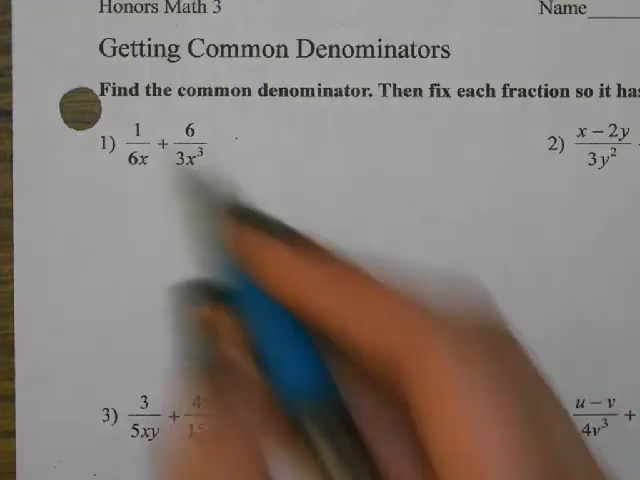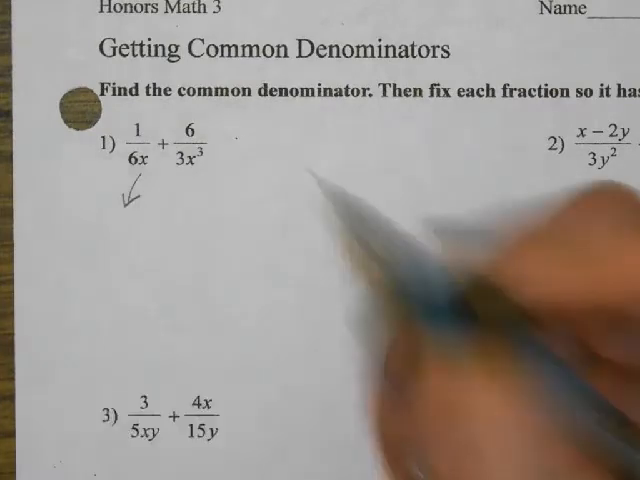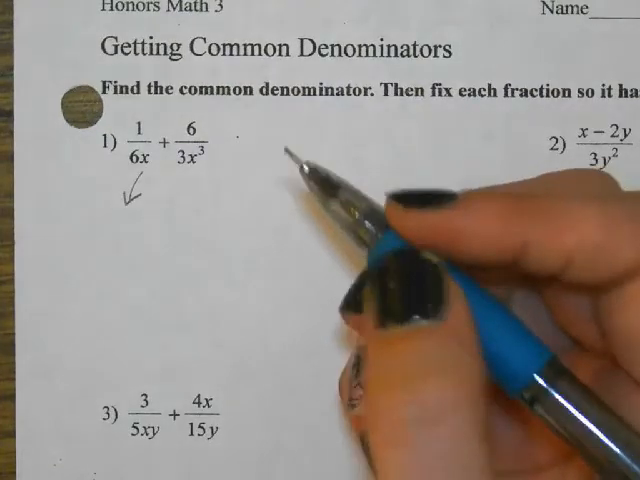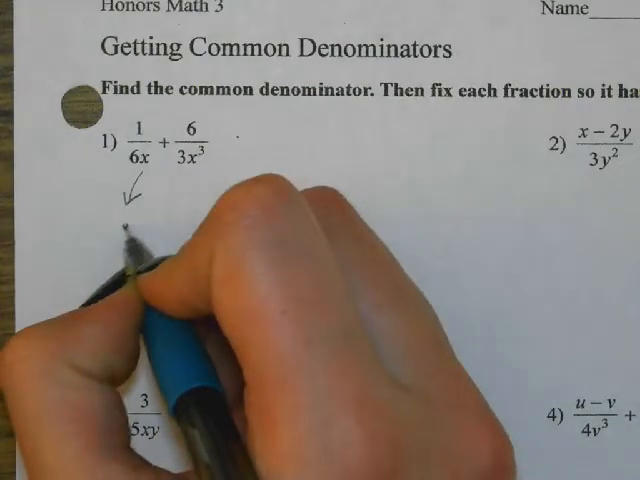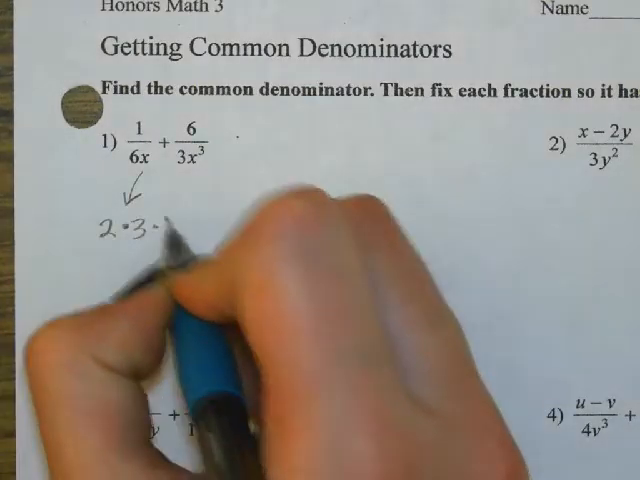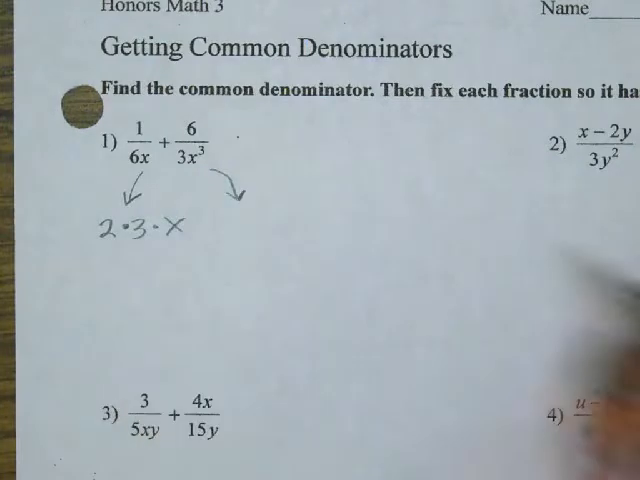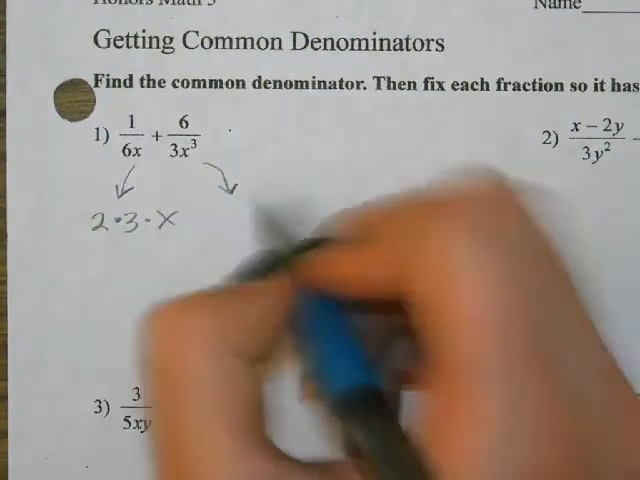So if we look at number 1, and I break down that denominator, what do I get? Except the 6 can be broken down, right? Okay? And then how about this denominator over here? 30 times x times x times x.